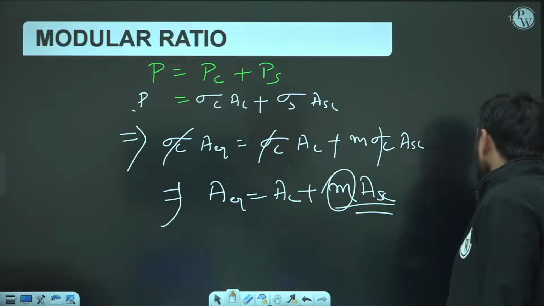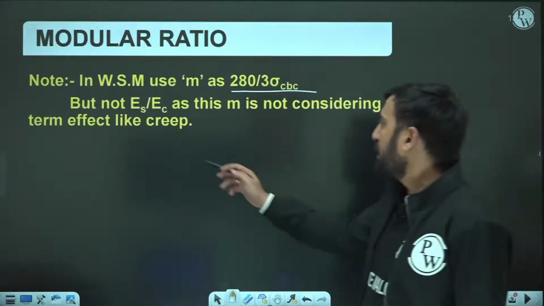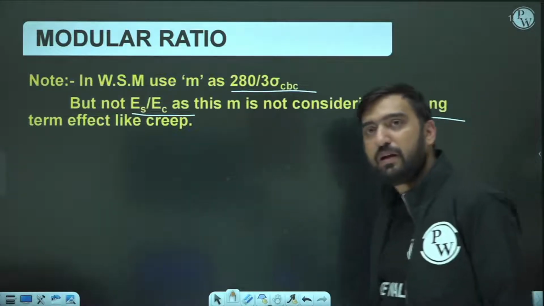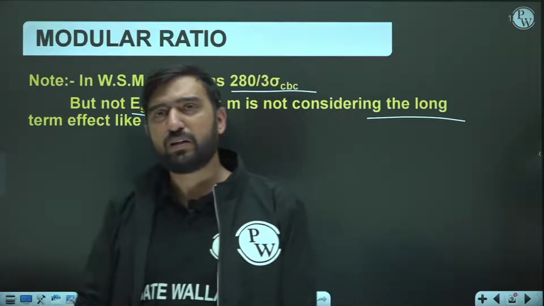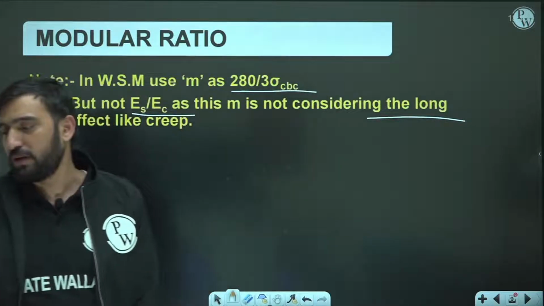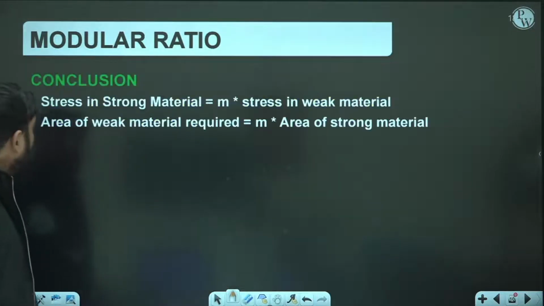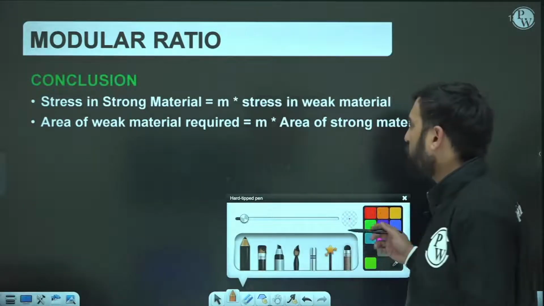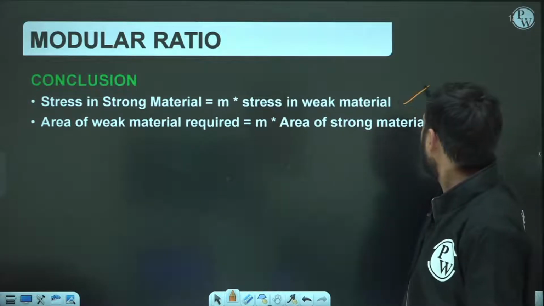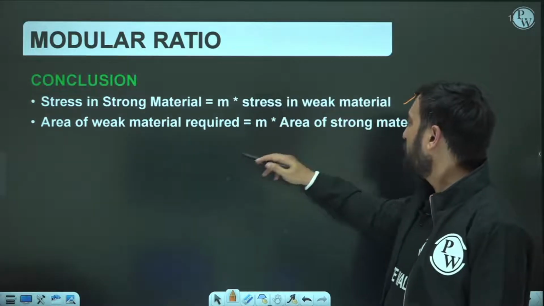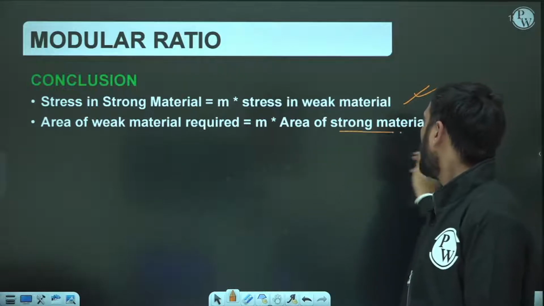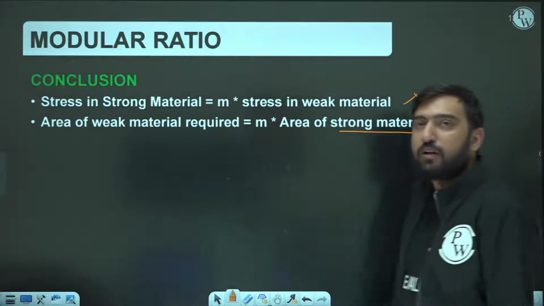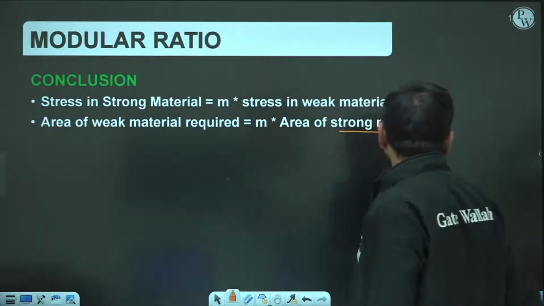Okay. So we are not considering here ES over EC, as this M is not considering the long term effect like creep. In some books it is also written shrinkage, but code is saying creep only. So conclusion is this. Total 2 conclusions are there which we need to draw. Stress in the stronger material like sigma S is M times of sigma C. Area of weak material: obviously, if you want to replace the stronger thing with the weaker material, then amount of material would be more. Okay, dear?